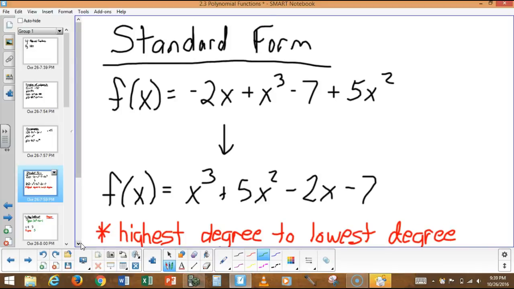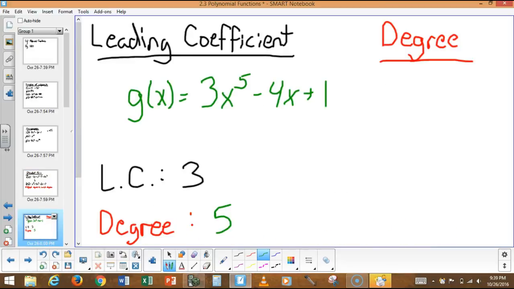So next we're going to look at why writing it in standard form is beneficial. Two main things we're going to be looking at when we write a polynomial in standard form. First thing is the leading coefficient, and the other is the degree. So suppose we have the function g of x equals 3x to the 5th minus 4x plus 1. This is already in standard form because if we look at our exponents, we have an exponent of 5, 1, and 0. So it's going in descending order starting with the largest exponent.